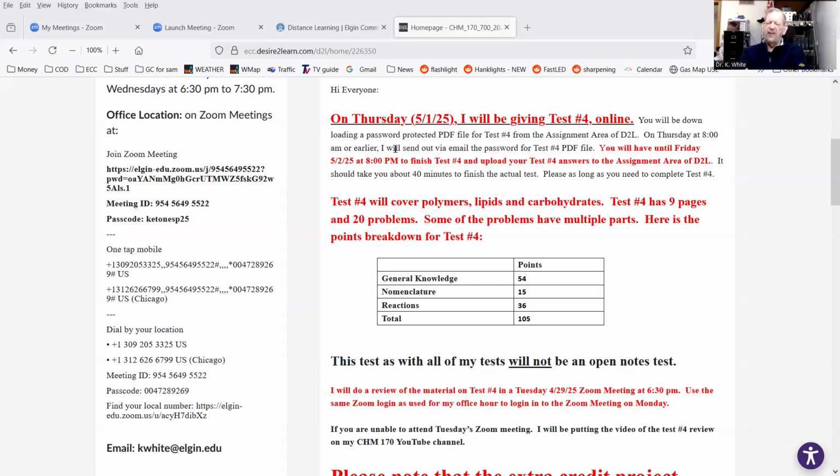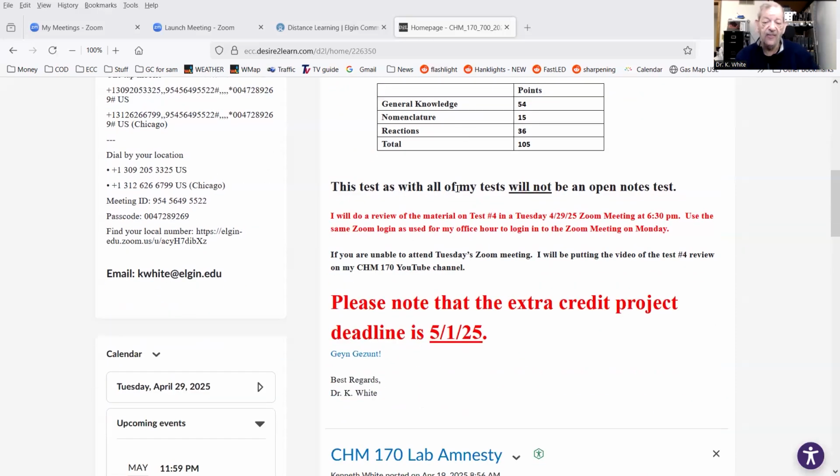Now, why so many points for general knowledge? Well, if I were to ask on a test, is your left foot chiral or achiral? That's not nomenclature. That's definitely not reactions. So it must be general knowledge. That's why there are a lot of general knowledge points, because there's a lot of information that only fits in general knowledge. Again, this test won't be open notes, and I'm doing the review right now.